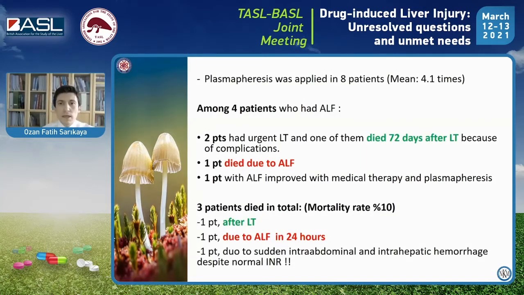Plasmapheresis was applied in 8 patients, and among 4 patients who had ALF, 2 had urgent LT, and 1 of them died in 72 days after LT. And 1 patient died due to acute liver failure, and 1 patient with acute liver failure improved with medical therapy and plasmapheresis. So in total, 3 patients died. Our mortality rate was 10%. 1 patient after LT, 1 due to ALF in 24 hours, and 1 patient due to sudden intra-abdominal and intrahepatic hemorrhage, despite the normal INR levels.